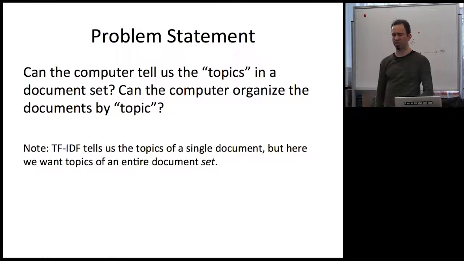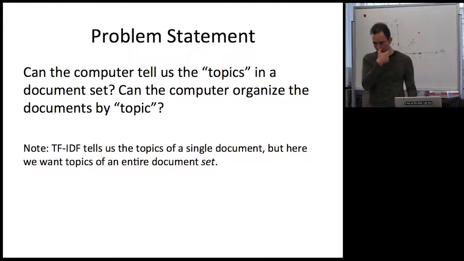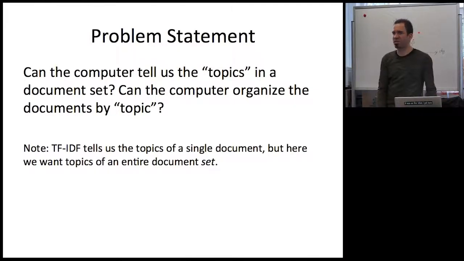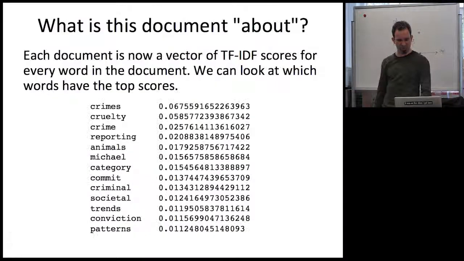We've looked at using TF-IDF to tell us the topics in a single document. That is not the same as the topics in a set of documents. TF-IDF gives us a vector for each document, and we can look at the top weighted words. And so we can do this sort of thing, right? This list of words sort of gives us an idea of the topics in this document.